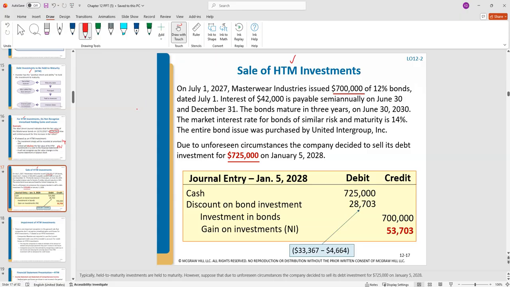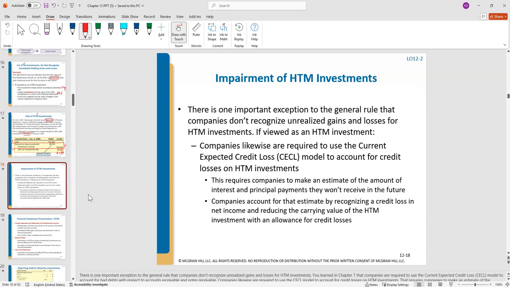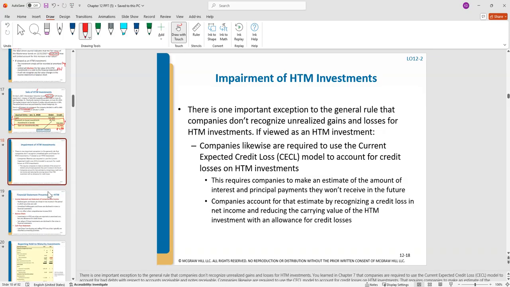Now, how would we account for that? So we got that $700,000 bond. Due to unforeseen circumstances, we had to sell it for $725. So you debit cash for $725. You then take it off the books. You undo the amortized cost where it's at. So flip out both accounts, and to the extent there's a gain or loss, you're going to plug. In this case, you'll plug the gain. You can read about impairment. Yes, it's possible that there would be impairment on those. I'm more concerned about the basics with it.